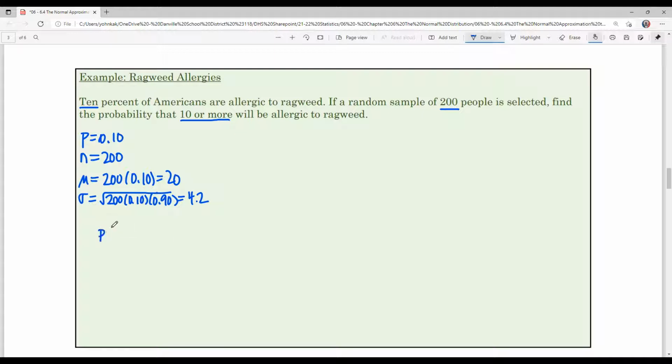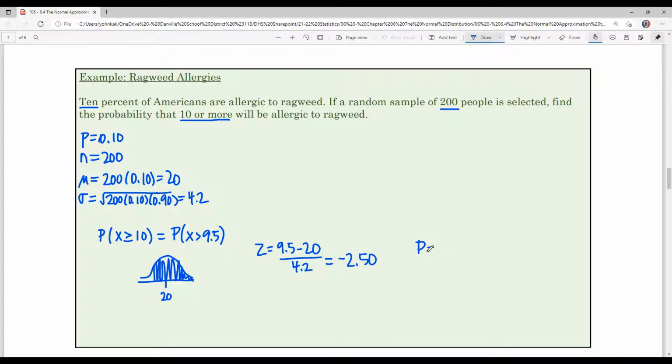I'm looking for the probability that x is greater than or equal to 10. This means with a continuity correction that I'm really looking for x is greater than 9.5. So on my graph, if I put the mean in the center of 20, then I'm looking for 9.5 and greater than. So to find my z-score, I'm going to take 9.5, subtract 20, and divide by the standard deviation, which is 4.2. This is going to give me a z-score of negative 2.50.